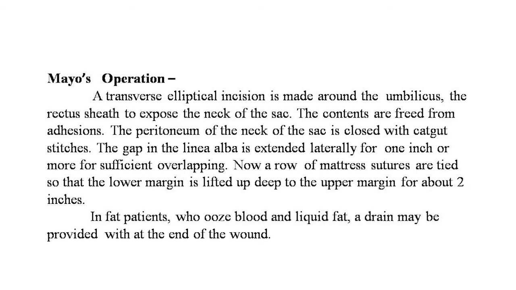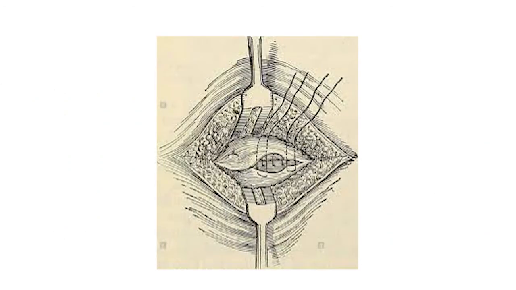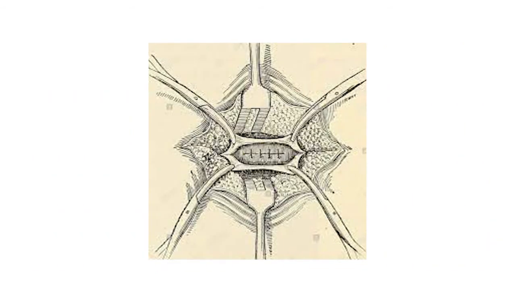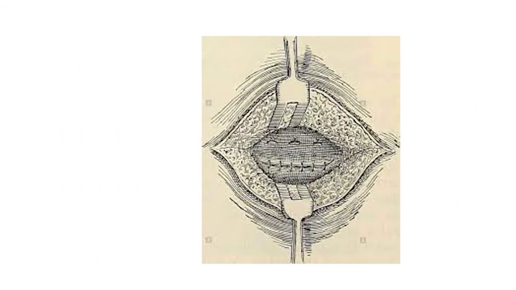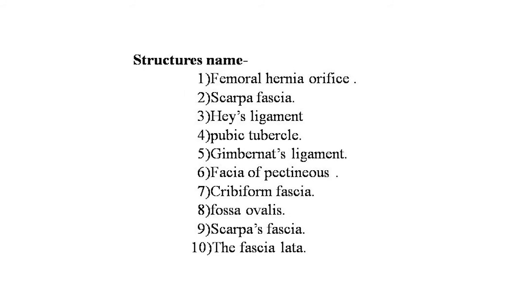In fatty patients who ooze blood and liquid fat, a drain may be provided at the end of the wound. Otherwise, there is a high chance of infection of the wound because of the oozing and the liquefaction of the fat. Here is a good picture showing Mayo's operation. First step, the sac is opened and layer by layer suturing is done. This is another image after the suturing. Now the mesh is implanted. Now the structure names: femoral hernia orifice, Scarpa's fascia, Hesselbach's ligament, pubic tubercle, Gimbernat's ligament, fascia of pectineus, cribriform fascia, fossa ovalis, Scarpa's fascia and the fascia lata.